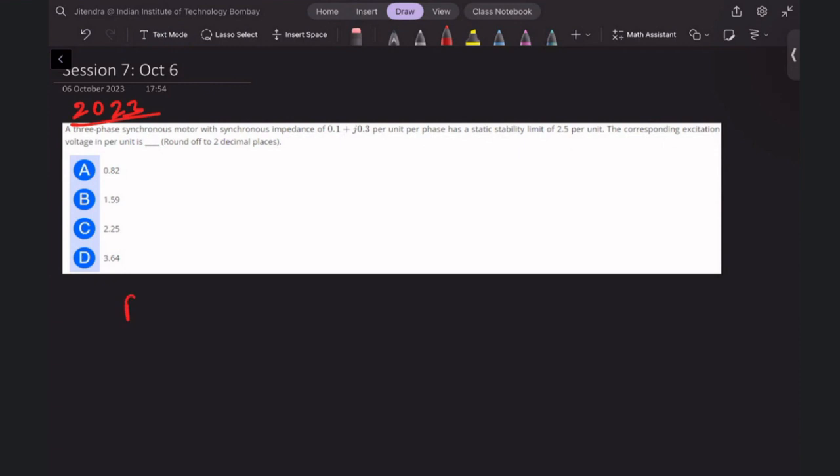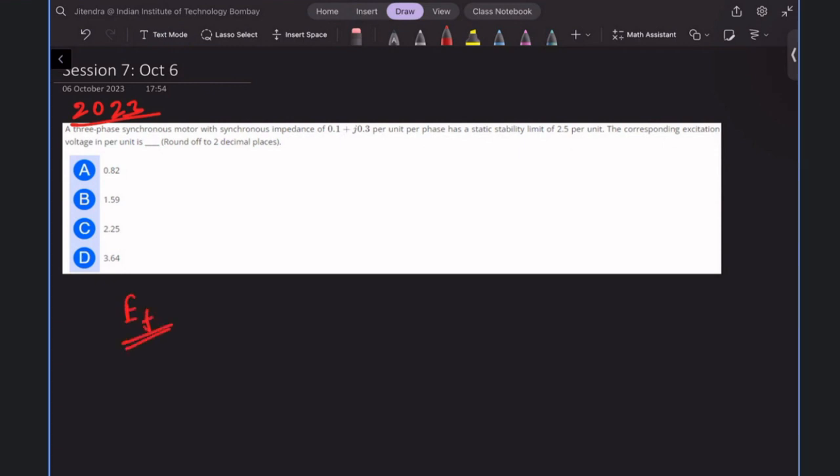E, EF, right? Field. That excitation voltage that will be induced because of the current that flows in the field winding, right? So we have to find the EF. Our objective is clear that we have to find the EF. So how can we find that?